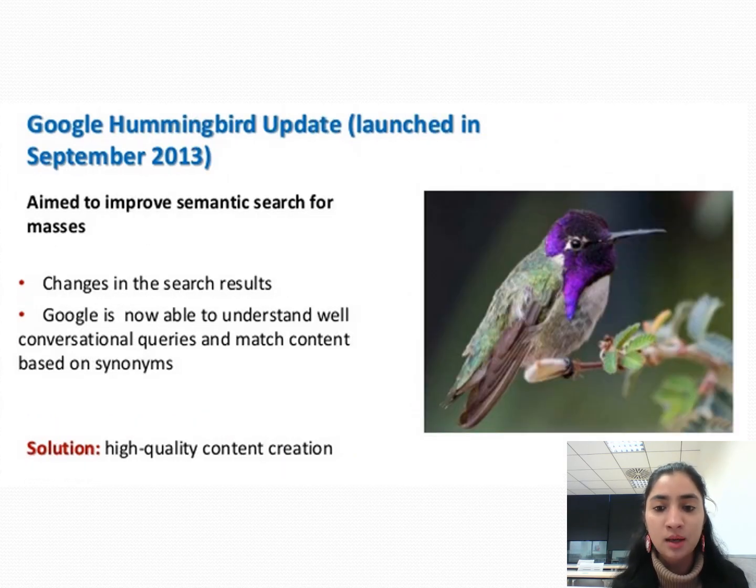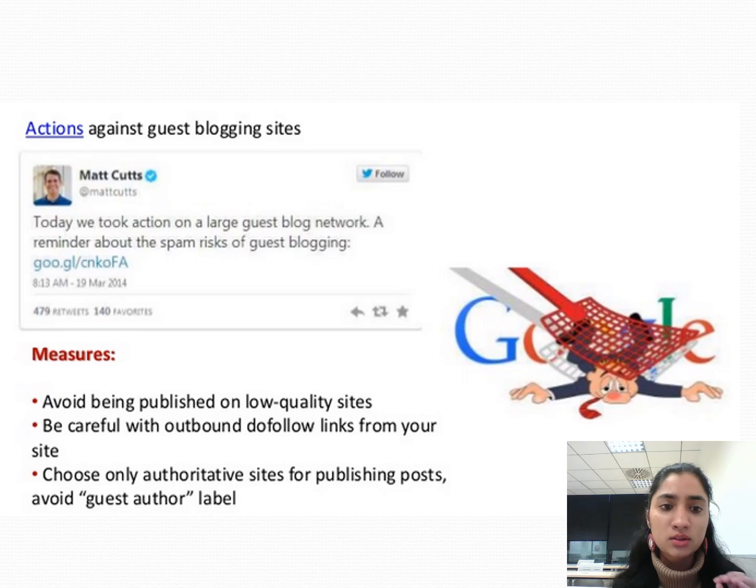Okay, the Google Hummingbird update was launched in 2013. We have already discussed duplicate data and unique content. This update aimed to improve semantic search for the masses, with changes in the search results. Google is now able to understand conversational queries well and match content based on synonyms. According to this update, Google provided the icon or service for conversation, where you can speak and it can listen to your voice and understand the conversational queries as well. So the solution is high quality content creation. Ultimately, it is only and only about high quality data. Okay, so it's very important.